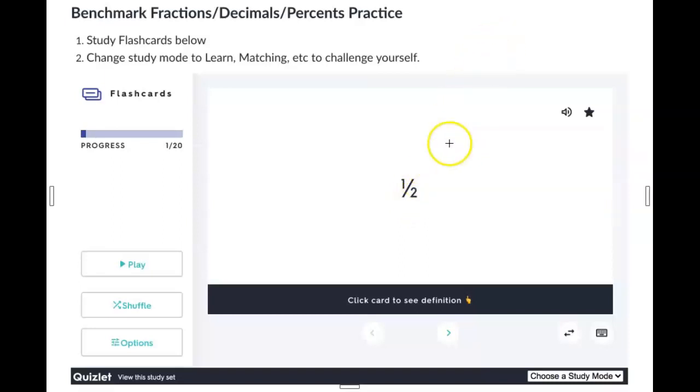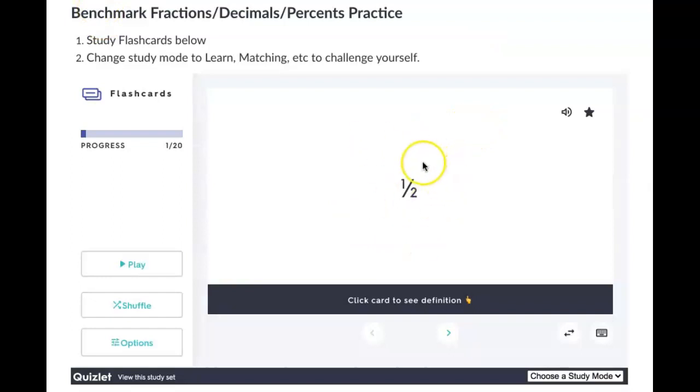However, if you did have to calculate it, this fraction means that one thing has been cut into two pieces. So we're going to take the number 1 and divide it by the number 2 in order to figure out what this is. So what is 1 divided by 2? What is 1/2 as a decimal? Answer that, please. And what would 1/2 of 100% be? Answer that, please.